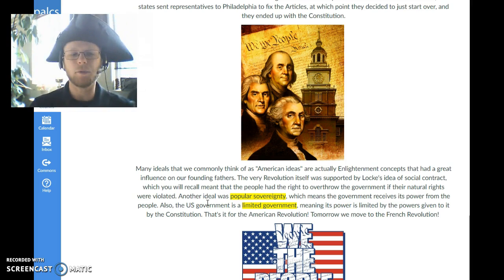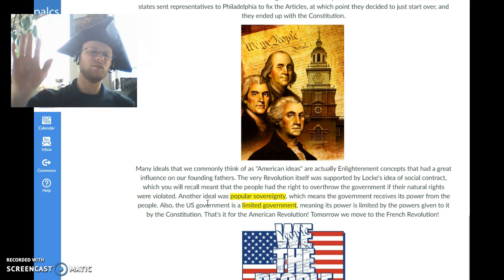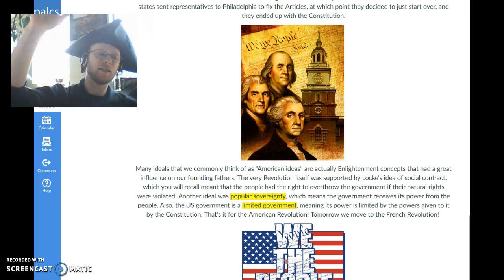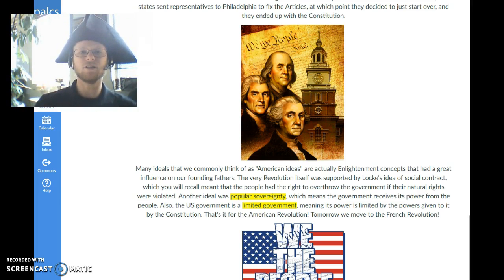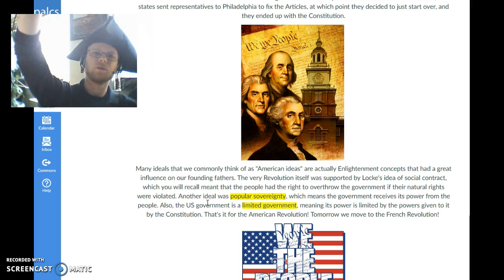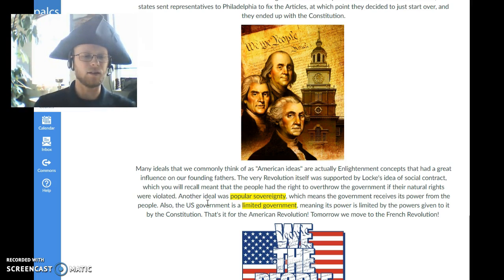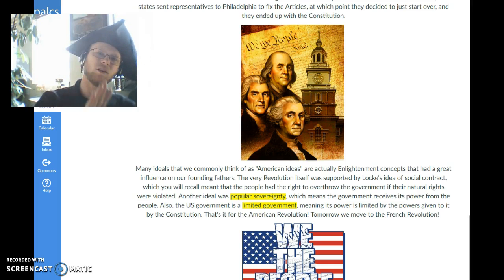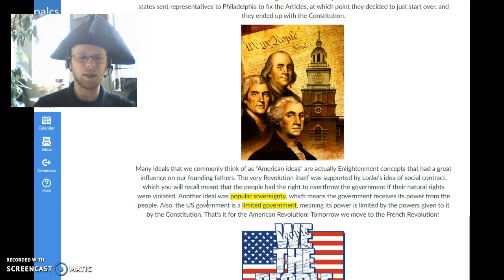Another idea was popular sovereignty, which means the government receives its power from the people. It's not the government telling people what they're allowed to do. It's the people saying, this government is what you are allowed to do, sir. Also, the U.S. government is a limited government, meaning its power is limited to the powers given to it by the Constitution. Basically, it's all the people coming together and saying, government, this is what you're allowed to do. That's a lot like that whole popular sovereignty thing. These are all Enlightenment ideas, rule by the people.